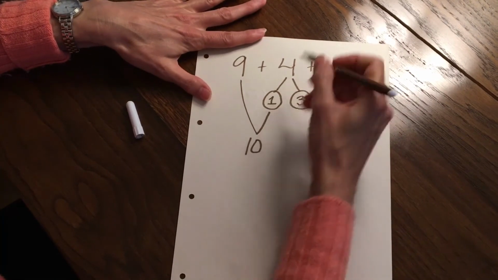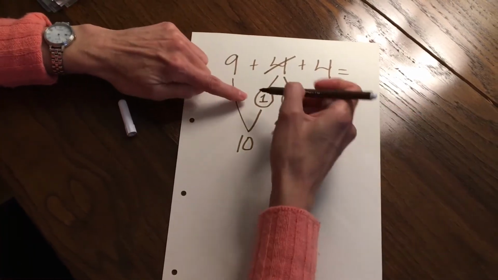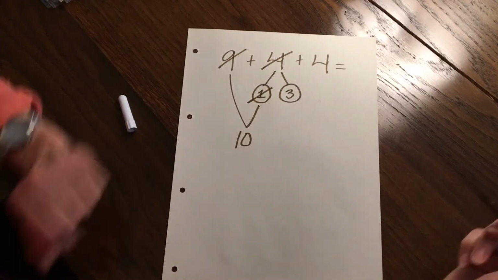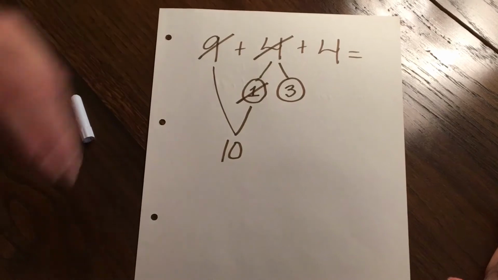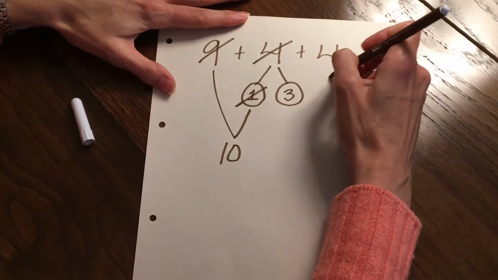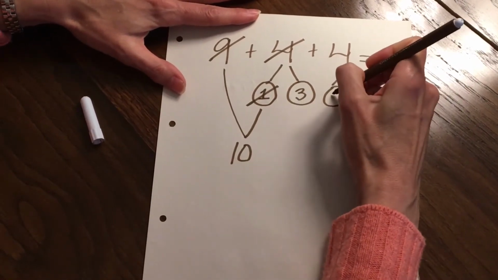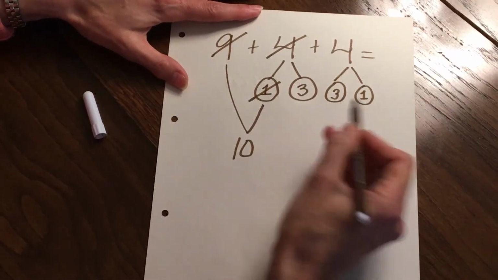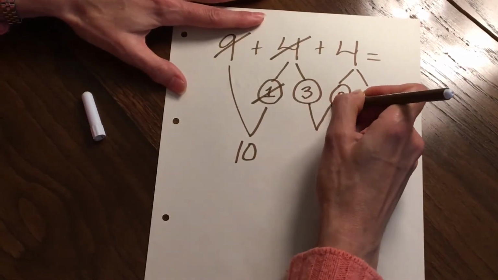Okay, now to keep track, I'm going to cross off this 4 because I broke it apart. And now I'm going to cross off my 1 and my 9 because I turned that into a 10. Now look what else I have. I have 3 and 4 here. You know what I might try and do is just think of my doubles. I could break this 4 also into 3 and 1. I'm going to put the 3 here and the 1 here. And look, I've got a doubles here. And I know my doubles really well. I know instantly that 3 plus 3 makes 6.